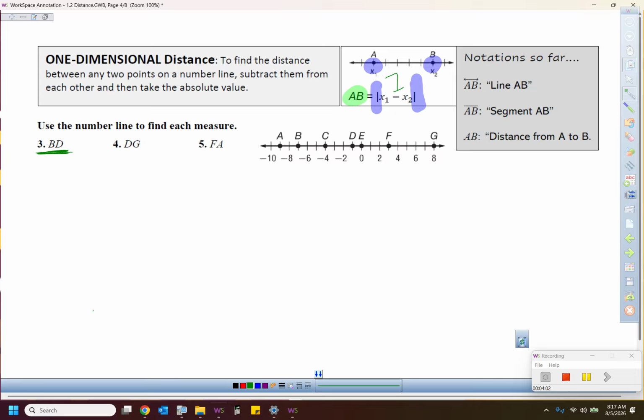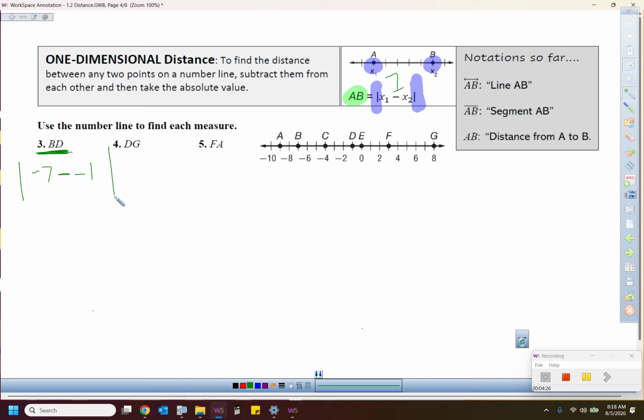I feel you, but now we got to be in geometry. That says the distance from B to D. So we're going to find B. He's at -7. We'll write him down. And then I need to subtract away whatever the other point is. D, it's at -1.